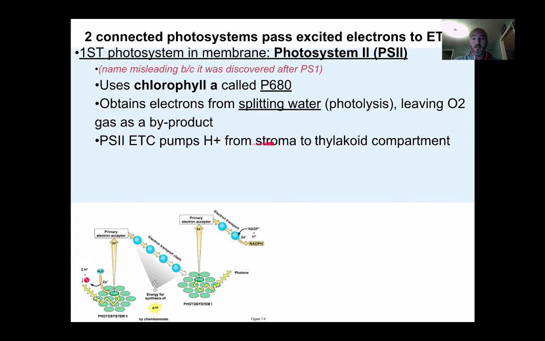Photosystem 2, the electron transport chain, will move electrons along it, and as it does, it's going to pump in H pluses from the stroma into the thylakoid. So we're going to start building up this positive charge. We have a diagram coming up of this. So we're moving things from low concentration to high concentration. So this is a form of active transport.